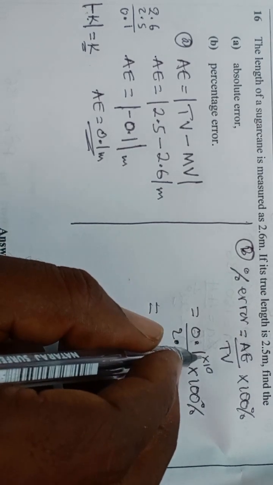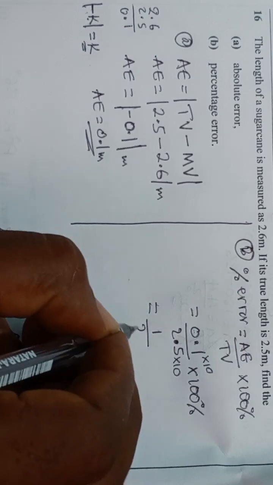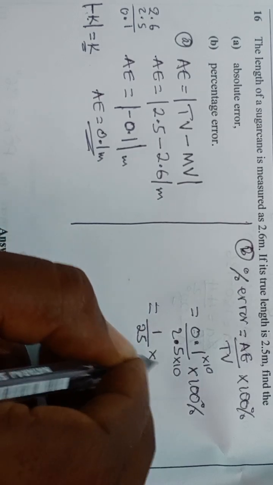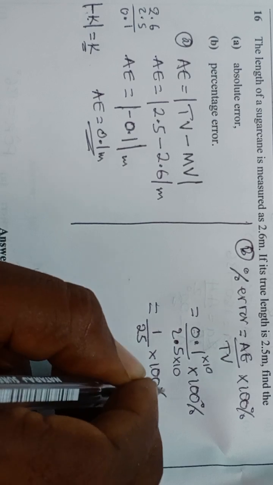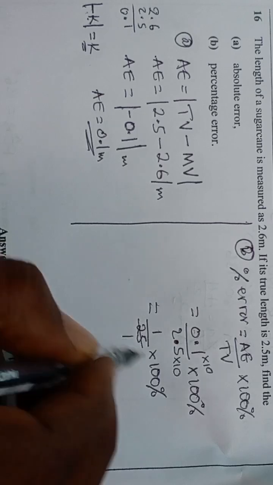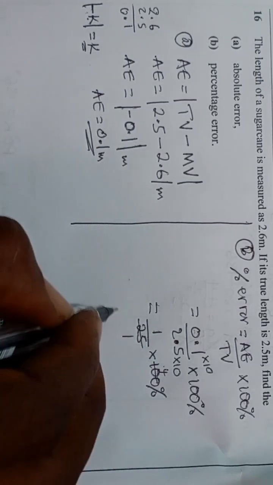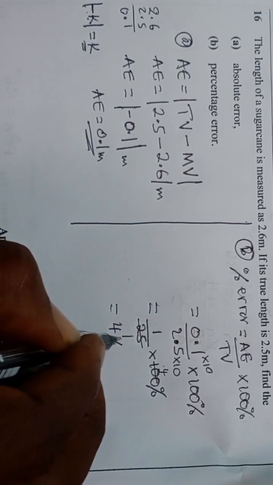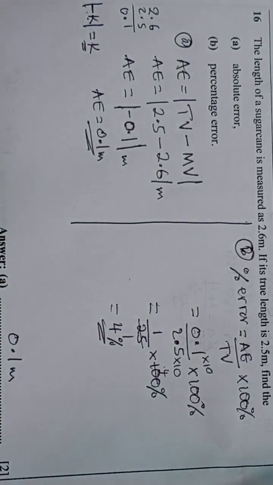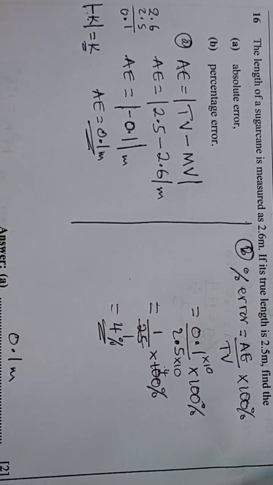So 0.1 times 10, it is 1. 2.5 times 10, it is 25, times 100%. So 25 into 25, 1; 25 into 100, that is 4. So 1 times 4%, it is 4%. So that is the percentage error.